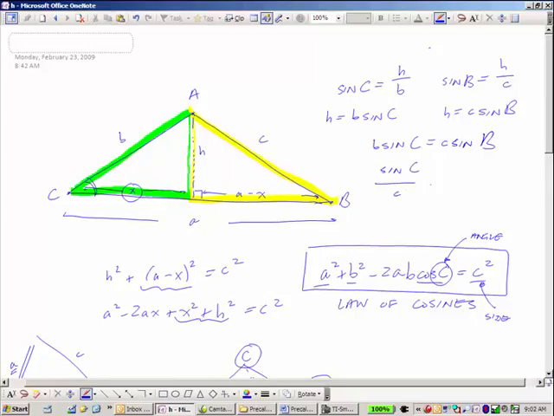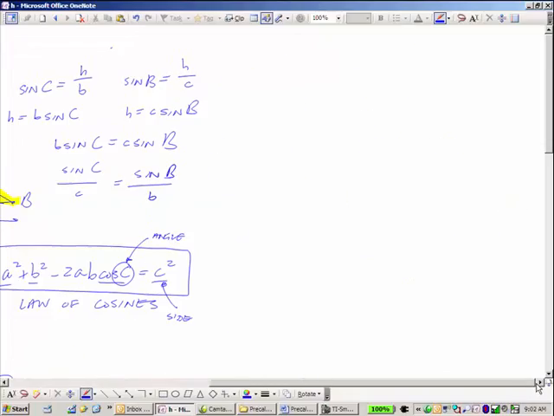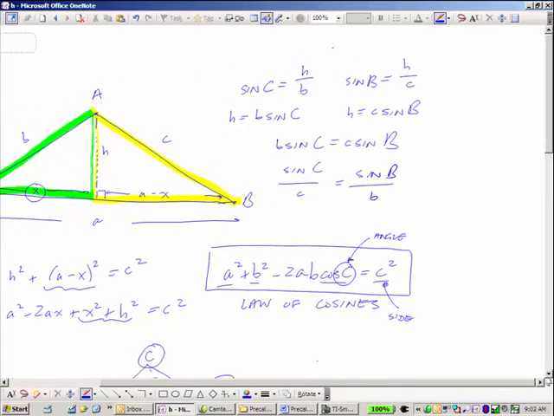Sine C over C is equal to sine B over B. And actually, if I redrew the triangle differently, I could also say the sine A over A is equal to all that. That is called the law of sines. The law of sines says that the sine of any angle over its side is in the same ratio as the sine of any other angle to its opposite side. And that's actually really helpful.